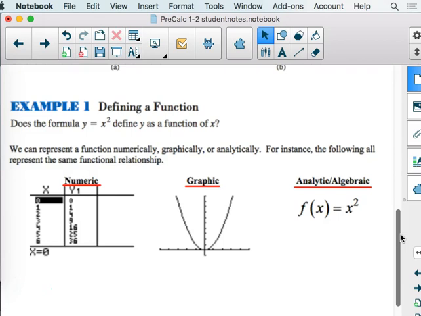Now, if we want to know does y equals x squared define y as a function of x, well, the first thing I get in my head is a visual. I can't help it. Y equals x squared. That's your parent function from exponential algebra. For a quadratic, it's a parabola. So I look at that and I think vertical line test. Yes, it passes. This is a function.